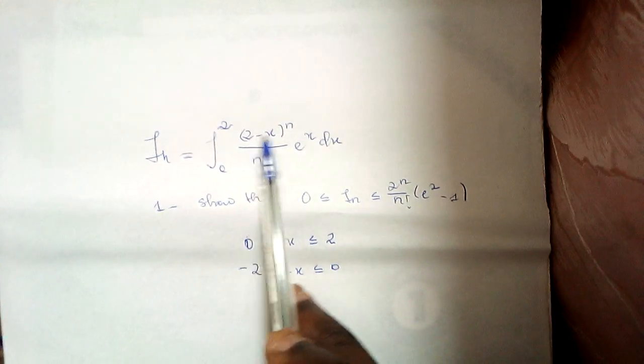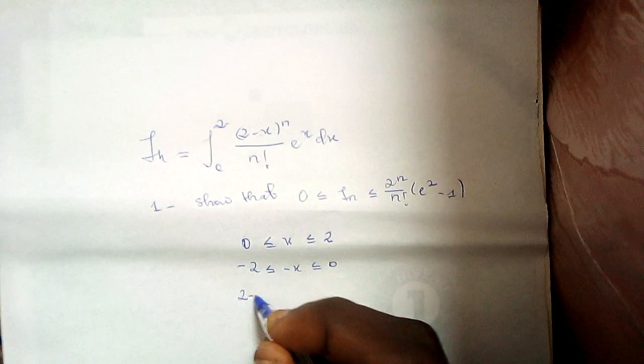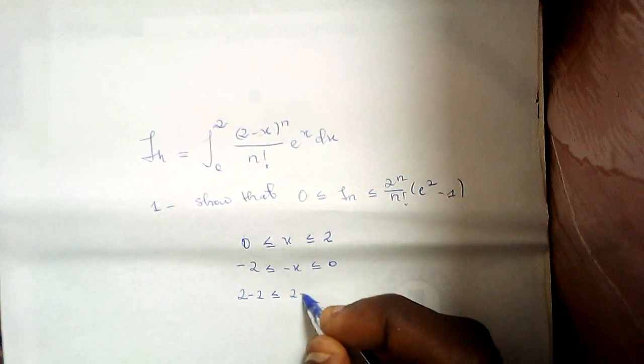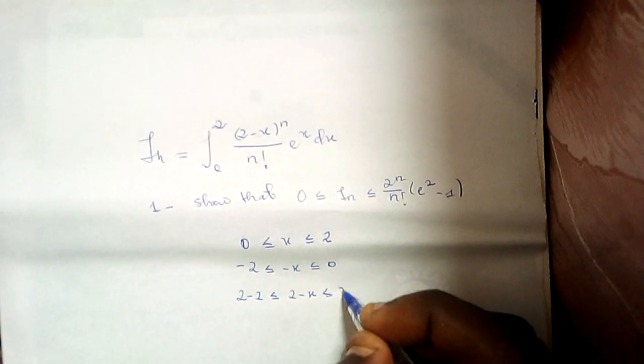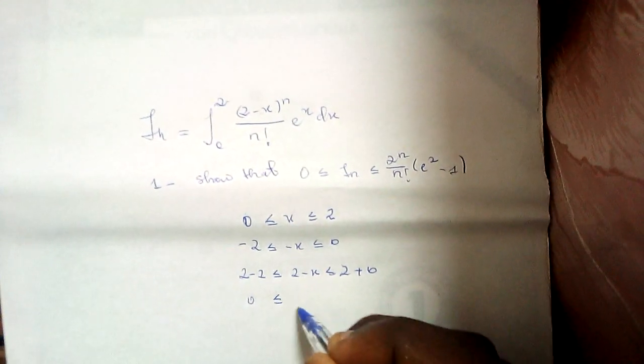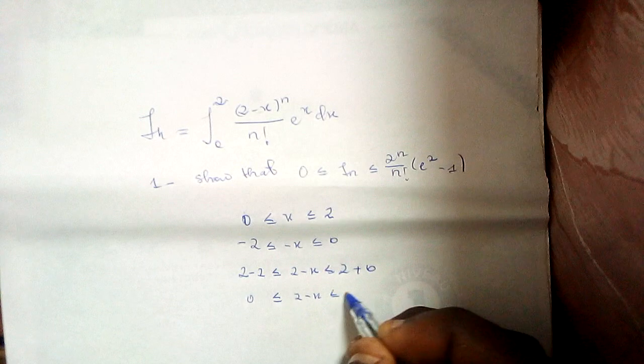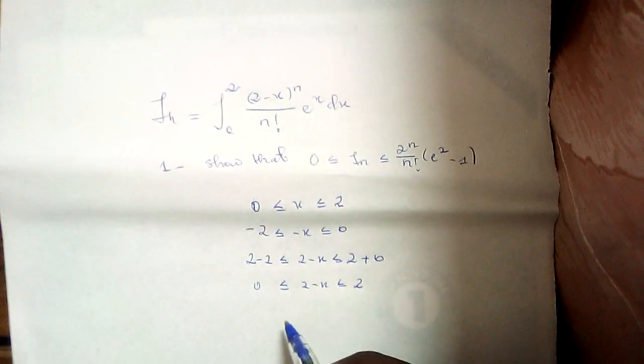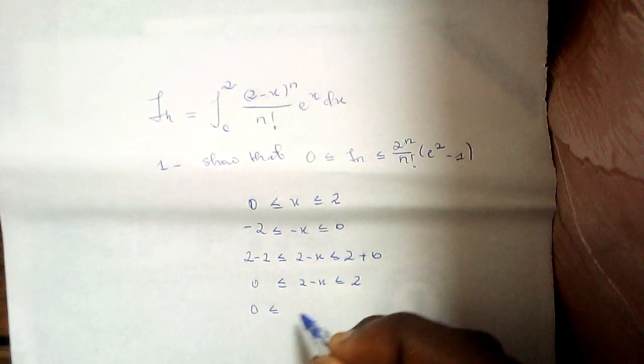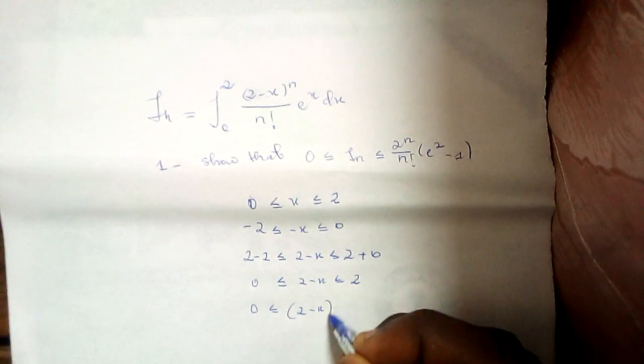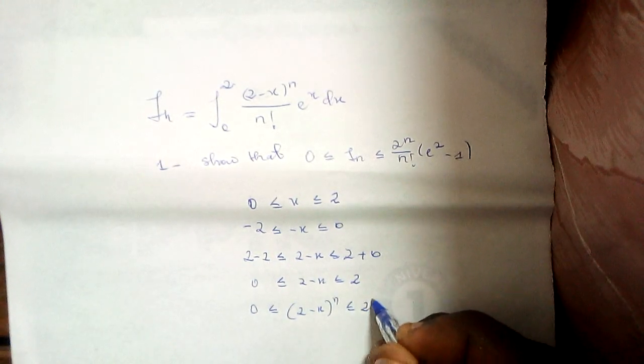Now we can add 2 all through and we get 2 minus 2 less than or equal to 2 minus x less than or equal to 2 plus 0, which means 0 is less than or equal to 2 minus x less than or equal to 2. We can now raise everything to the power n. We get 0 less than or equal to (2 - x)^n less than or equal to 2^n.